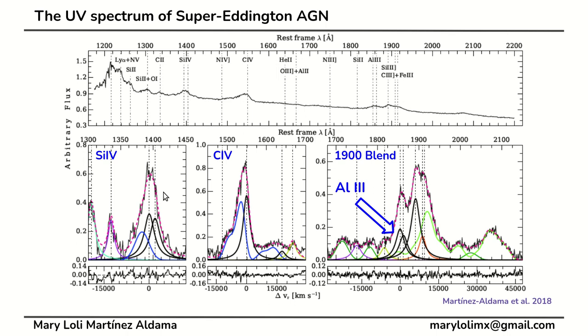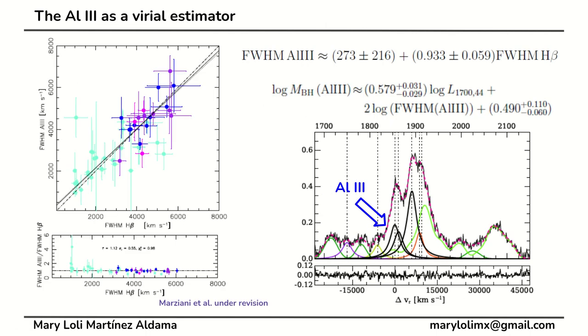But we also have the high-ionization lines carbon IV and silicon IV, and here they are useful first to analyze the metallicity, how the metallicity behaves, but also how radiation forces influence our AGNs. One of our main ideas, or our main proposal to the community, is to suggest that aluminum can be used as a virial estimator.